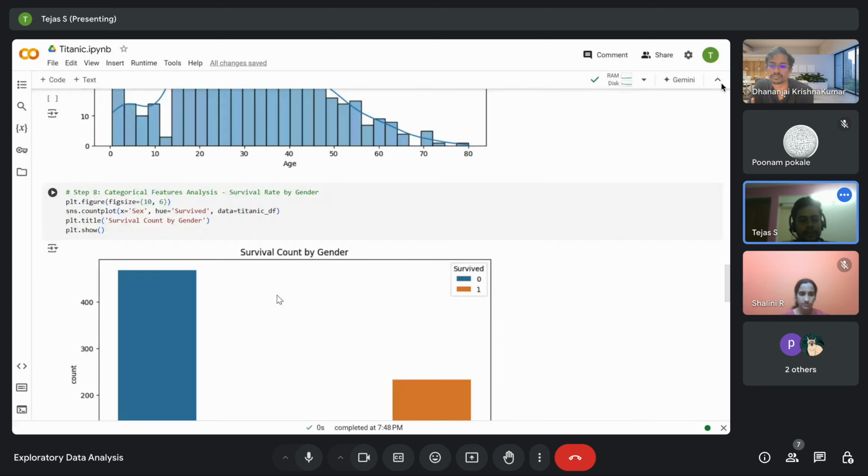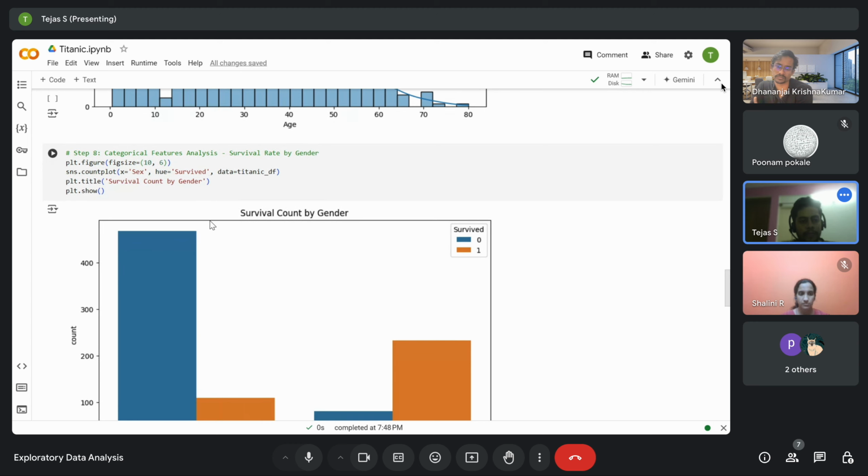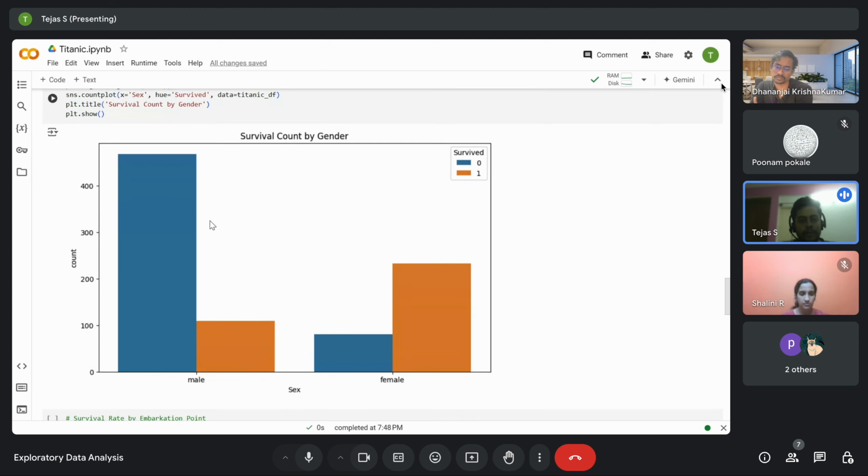So next we have something called a count plot, basically to show how many males or females have survived: survival count by gender. The blue represents they have not survived. The yellow represents they have survived. So in males, we can see that the majority have not survived, whereas in females, the majority have survived. So compared to males, many of the females have survived. This is what we can confirm from here.